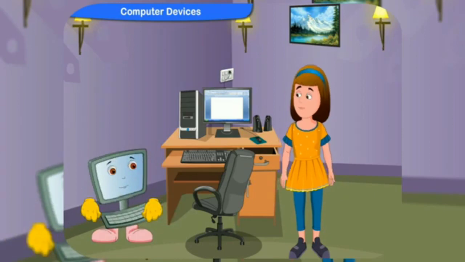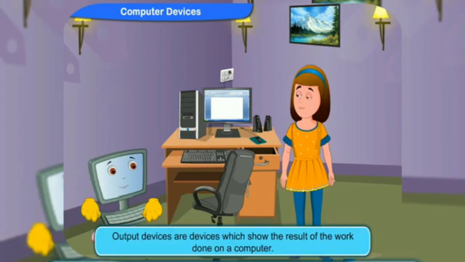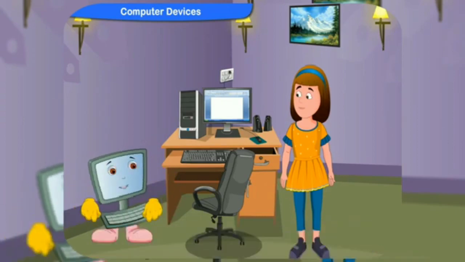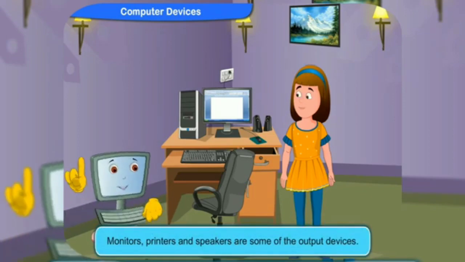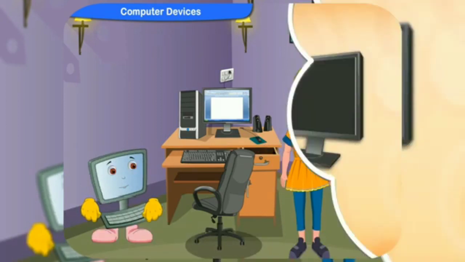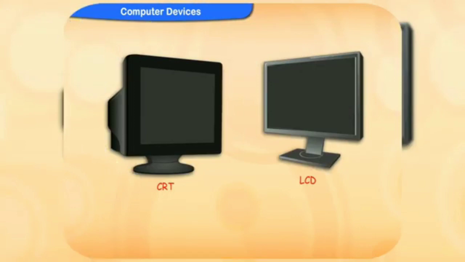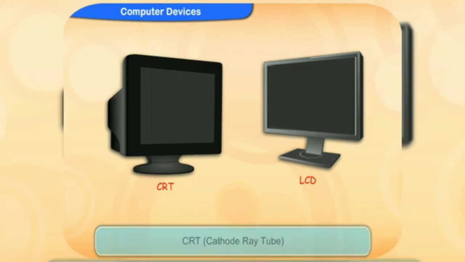What are output devices? Output devices are devices which show the result of the work done on a computer. These devices are connected to a computer with cables. Monitors, printers, and speakers are some of the output devices. Tell me more about each of them. You already know that a monitor looks like a TV. It displays the information on its screen. CRT or cathode ray tube and LCD or liquid crystal display are 2 types of monitor.